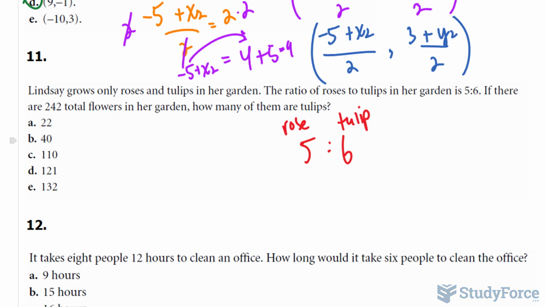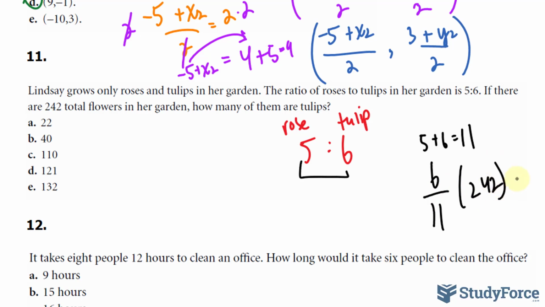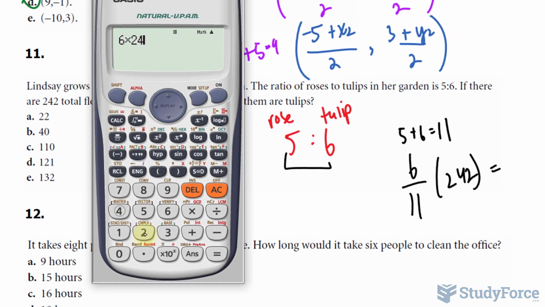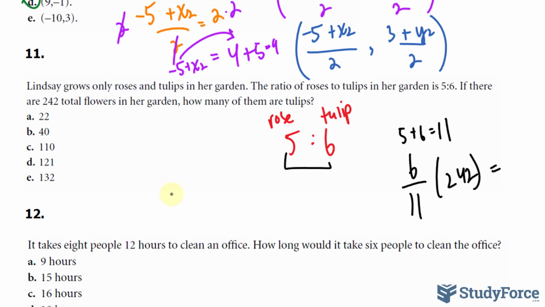This type of problem is referred to as an allocation type problem. So in an allocation type problem, you sum up the parts. 5 plus 6 is 11. And we have tulips here. Tulips, we have 6 over 11. So 6 out of the 11 parts are tulips. That gets multiplied to the total, and you should end up with your answer after doing that. So 6 times 242 divided by 11 gives us 132.